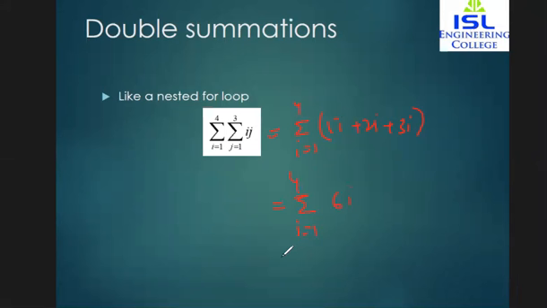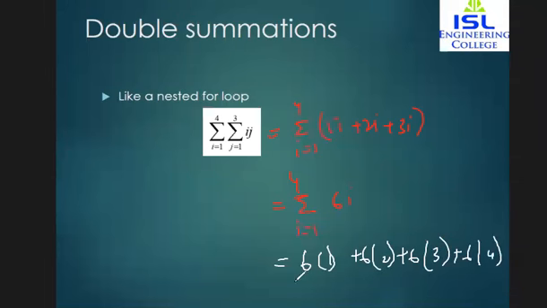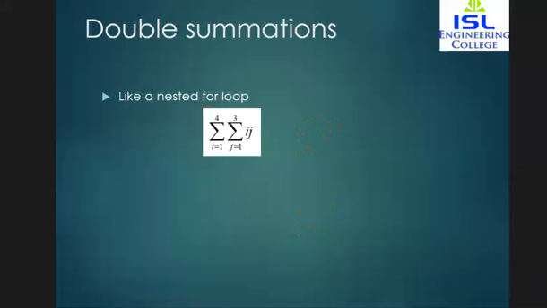So now this can be written as, in place of i, keep substituting the value of i and adding it: 6 times 1 plus 6 times 2 plus 6 times 3 plus 6 times 4. So this will give you the result 60. Okay, so this is double summation. It works like a nested for loop. So this I can explain over here.